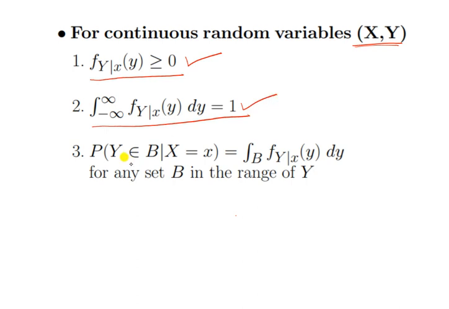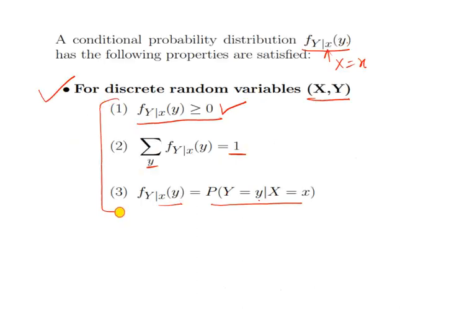Third one, probability of capital Y belongs to B, where B is a set in the range of capital Y, given that capital X is equal to small x, is defined as the integral over the set B of f of y given x of y integrated with respect to y. So these three properties are related to continuous random variables and those three properties are related to discrete random variables.